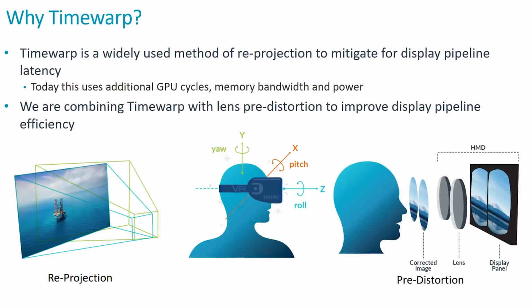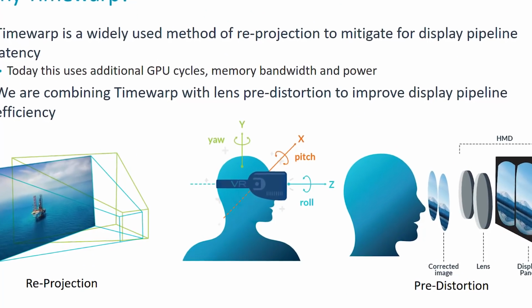But the new Mali-D77 understands the concept of a lens. So you can pre-program it to say, everything you pass on to the display, please make sure it's got this lens distortion pre-applied to it. And that frees up the CPU and the GPU from having to calculate that lens distortion. Another clever trick that it has is something called asynchronous time warp.